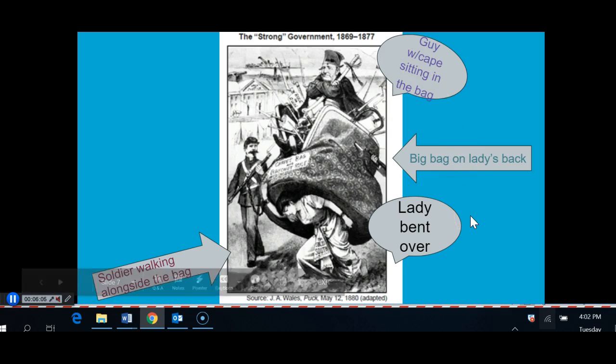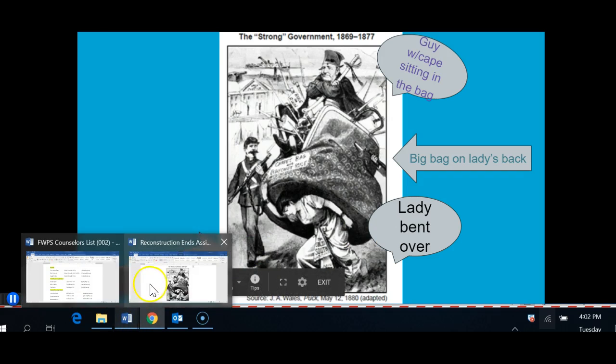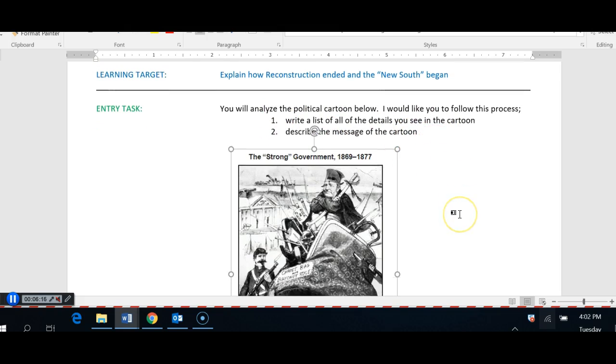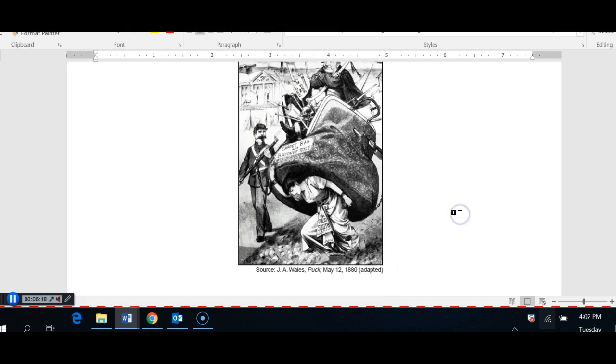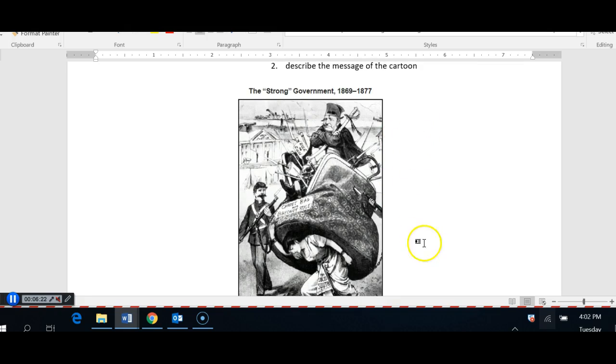And after you write down the list of details, then you are going to describe the message of the cartoon. Okay? So you want to make sure that you list all of the details first, and then you can tell me what you think this cartoonist was trying to say.